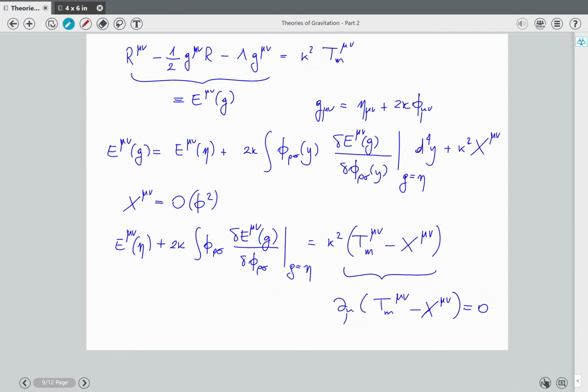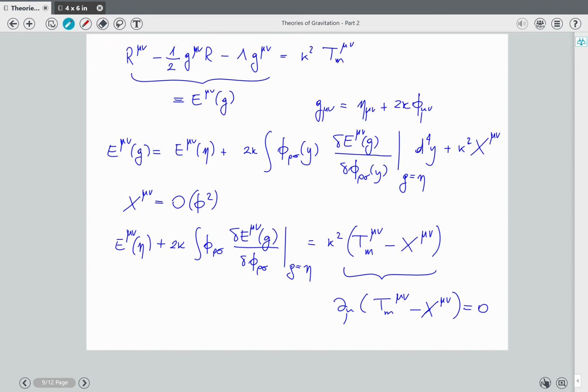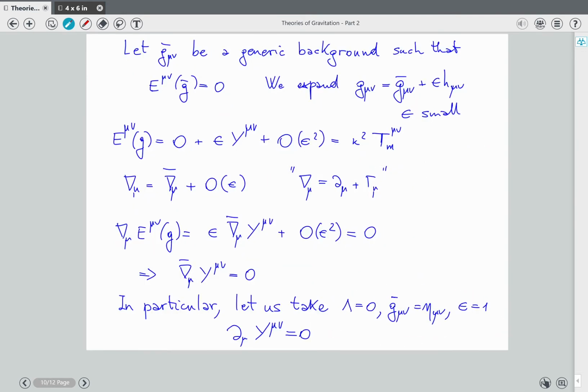And so to achieve that result you have to split the field equations into their contribution to the lowest order around some background, flat space in our case, plus the rest, and the rest you move to the right-hand side, and that will be the contribution, the gravitational contribution to the energy itself. And so you get something that is conserved.